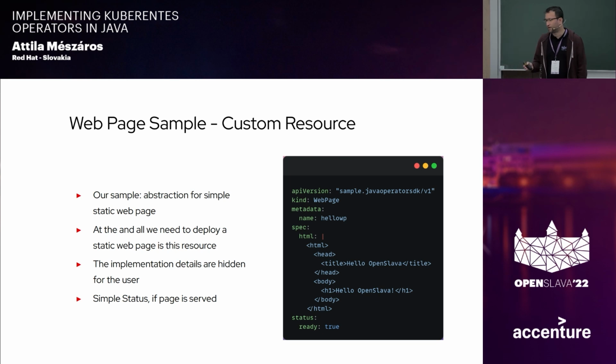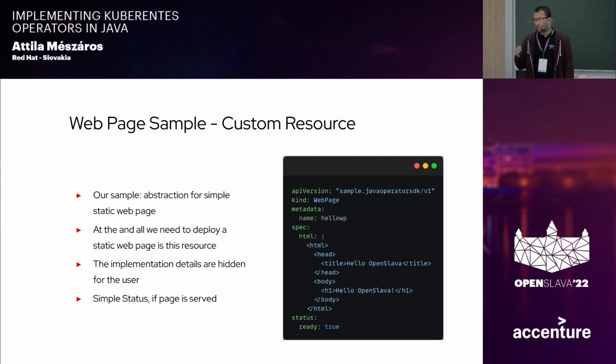As said before, there is a spec part, and in Kubernetes almost every object has a spec and a status. For our sample and our live coding session, we will use this web page custom resource, which represents a static web page. Once applied, Kubernetes will be aware of these custom resources, but it won't do anything; it will just sit in the server.